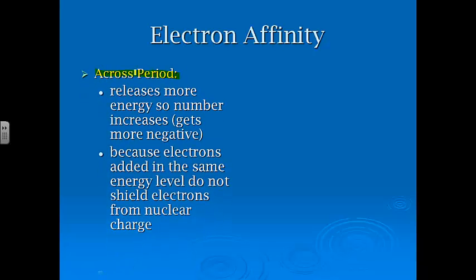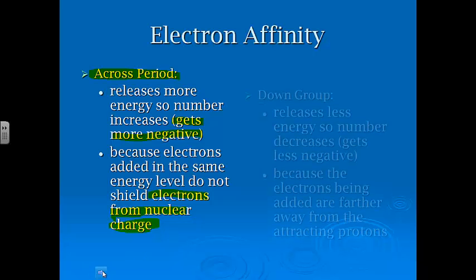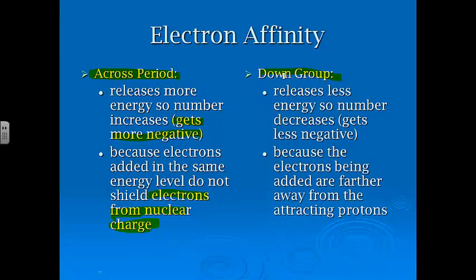Now with electron affinity, it has a very similar pattern, except we have to deal with negative numbers. Since it's releasing energy across the period, it's going to get larger, but we're going to say it gets more negative, which I know breaks the rules of math, but the value is going up. And the reason why is because the electrons added in the same energy level do not shield electrons from the nuclear charge. I'll try to show you some animations on this to make this make a little more sense. Now as we go down the group, it releases less energy, so the number decreases or gets less negative, and this is because again the electrons being added are further away from the proton, so it's going to have less of an impact on that electron.